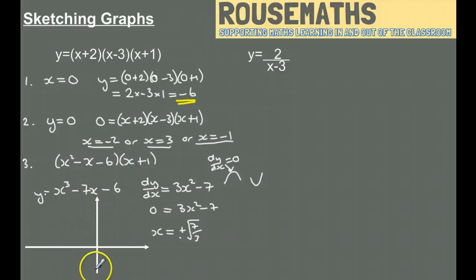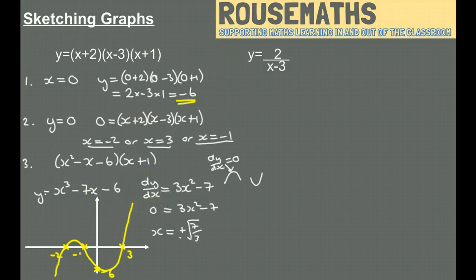So let's put those bits together. We've got negative 6 on the y-axis is where the graph will cross, and then we've also got 3, negative 1, and negative 2. It's a positive cubic, indicated by the fact it's just got x cubed, so it's going to go from bottom left up to top right. And that's the general shape of it.